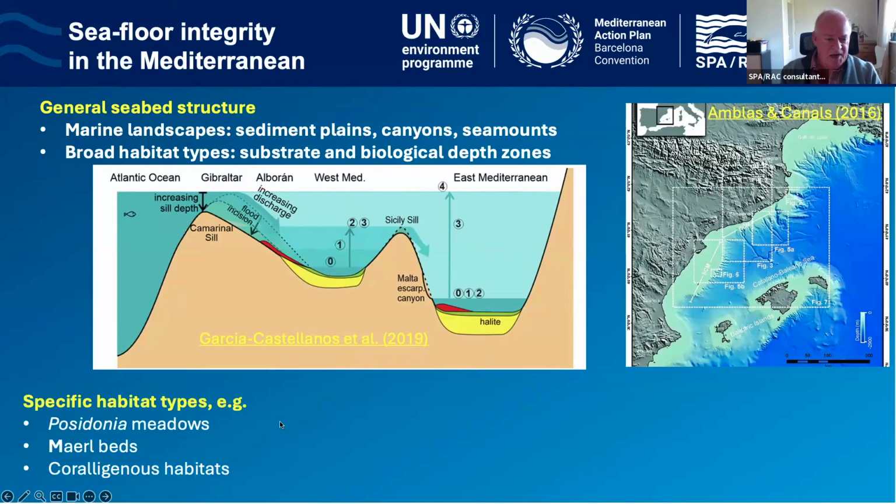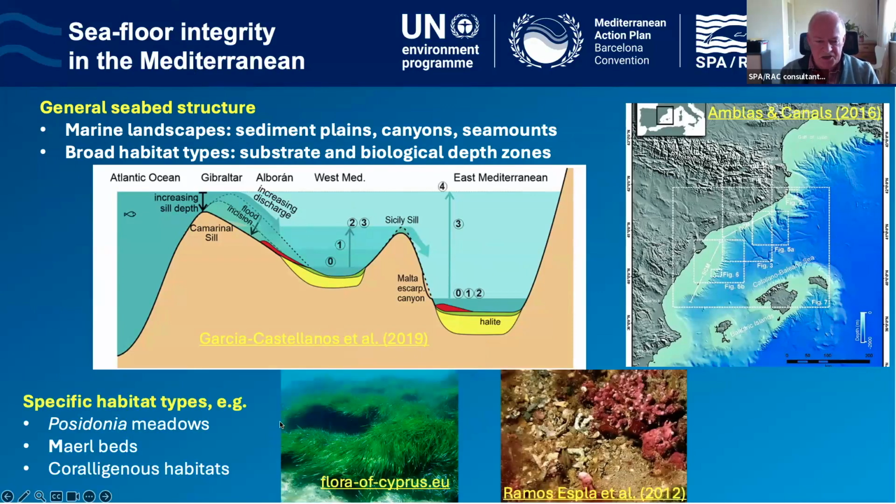Sorry about that. In contrast, the specific habitats under EO1, we have focused in particular on Posidonia beds and maerl beds and coralligenous beds. These are the ones that are very well known, often very close to the coast, that come under a lot of threat.